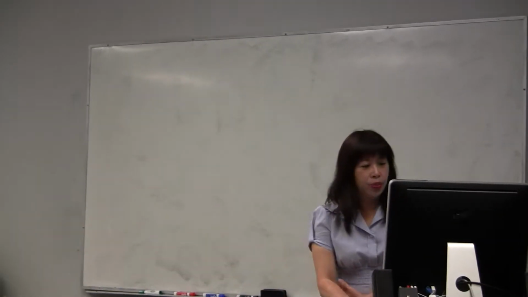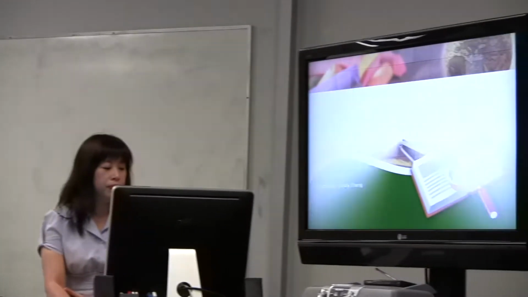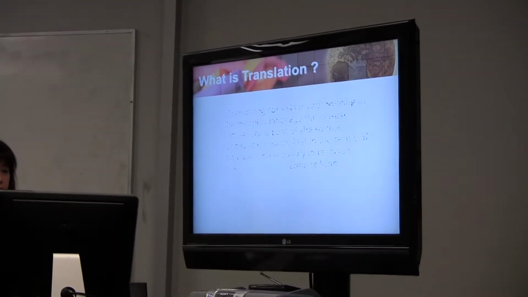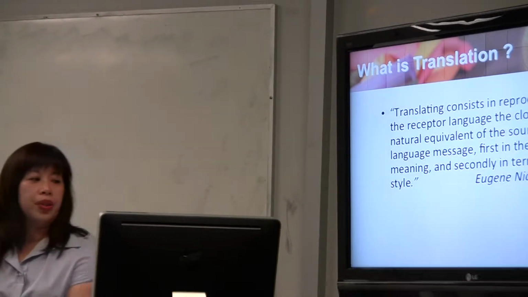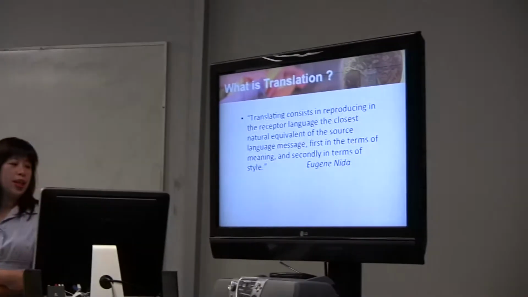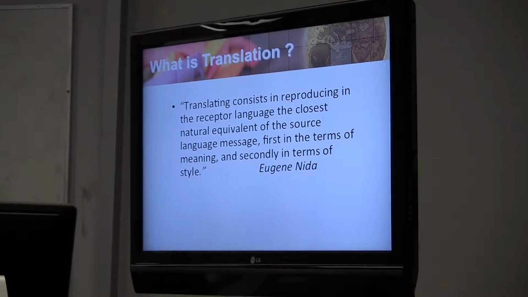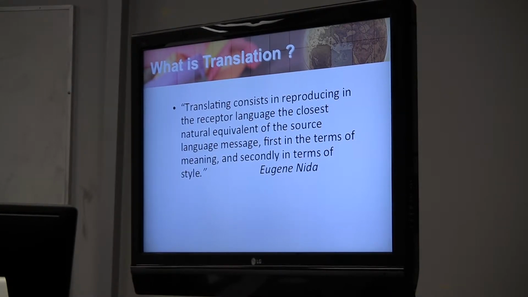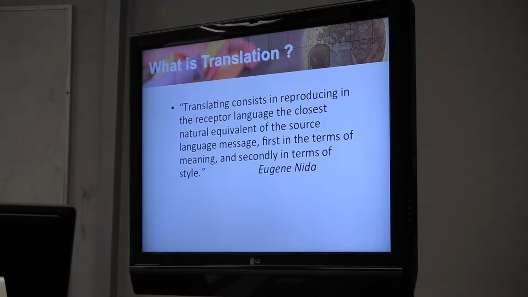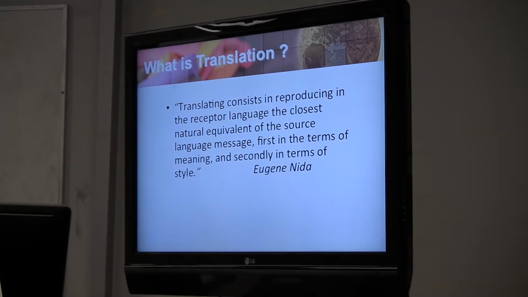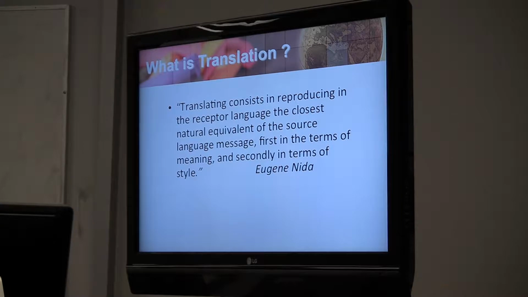So to start with, let's share some of the definitions from some scholars. Eugene Nida is a very famous scholar, a linguist, and this is his definition. What is translation? He said, translation consists in reproducing in the receptor language the closest natural equivalent of the source language message, first in terms of meaning, and secondly in terms of style.